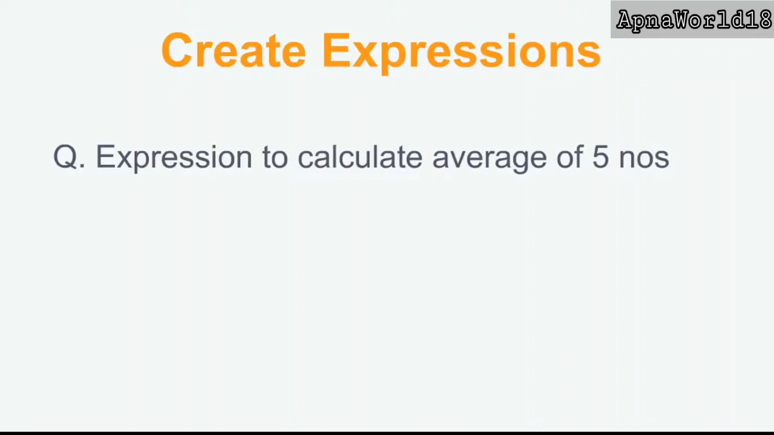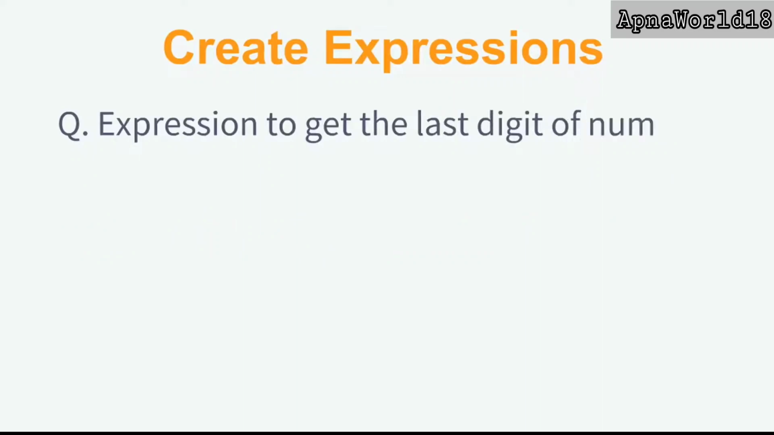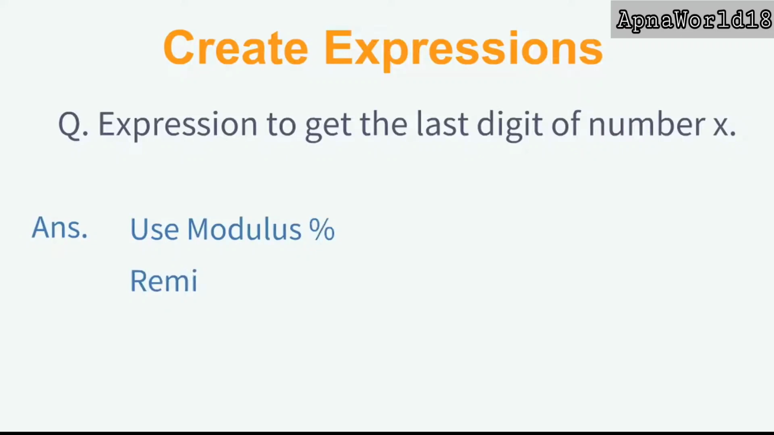The first example is, how will we write an expression to calculate the average of 5 numbers? Here we will do the sum of the 5 numbers using the plus operator and then divide by 5 to get the average. Here too remember that since we want the addition to happen first, we need to put that in brackets. Now let's write an expression to get the last digit of a number. Here we will use the modulus operator to get the remainder after division by 10.